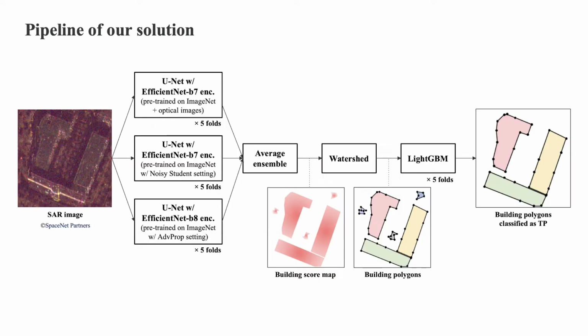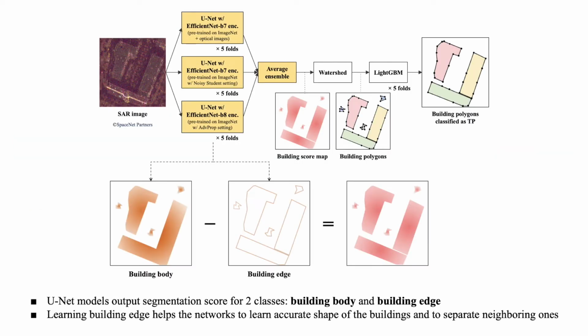For this challenge, we proposed a solution shown in this figure. Our solution consists of three steps. In the first step, we compute building score map using U-Net models. The U-Net models output segmentation score for two classes, the building body and building edge. Learning building edge helps the networks to learn accurate shape of the buildings and to separate neighboring ones. We used 15 U-Net models for average ensembling to get more accurate building score map.